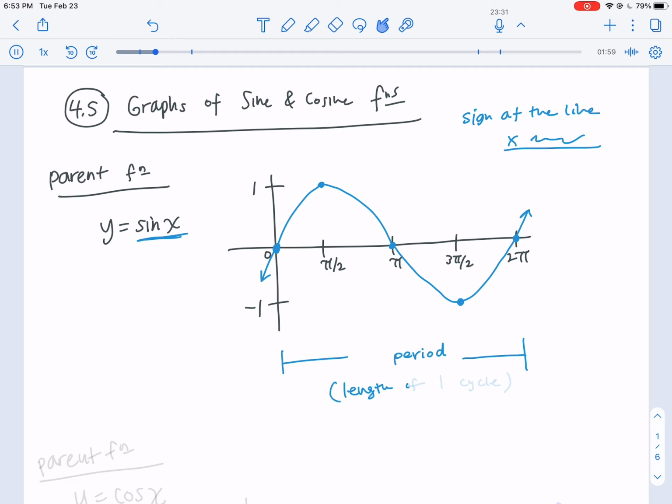So length of one cycle. In this case, the period is 2 pi long. It's going from 0 to 2 pi.